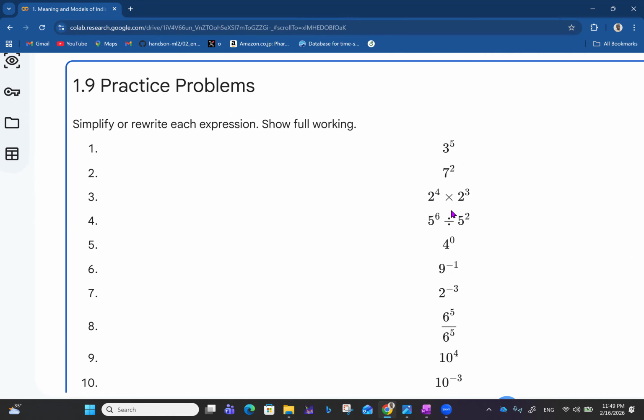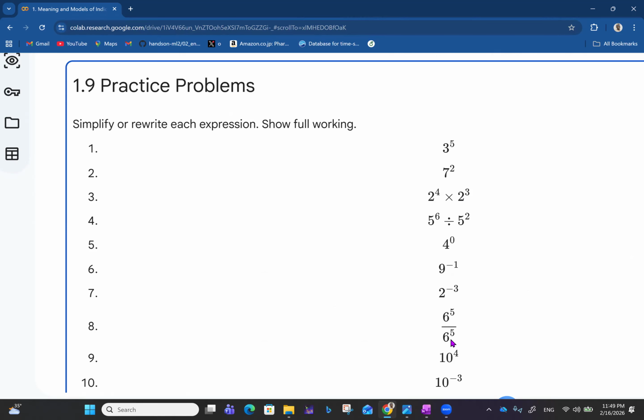Then this is 2 raised by 4 times 2 raised by 3. Of course, this is just 2 raised by 7, which is 128. Then 5 raised by 6 divided by 5 raised by 2. That'll be 5 raised by 6 minus 2. That's 5 raised by 4. That's 25 times 25. That's 625, I believe. 4 raised by 0 is 1. Anything raised by 0 is 1. 9 raised by minus 1 is 1 over 9. 2 raised by minus 3 is 1 over 2 raised by 3, which is 1 over 8.